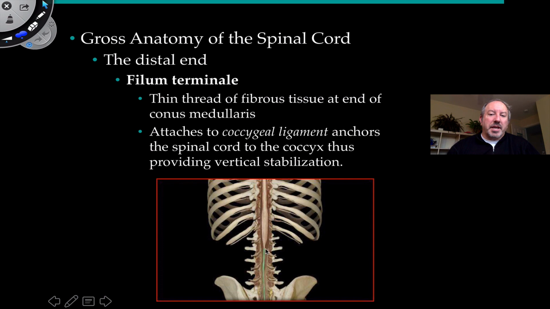There's a particular segment right in here. If you'll notice, it's a thin fibrous tissue, the end of the conus medullaris. It's known as the filum terminale right here, as you can see in green. It extends all the way down, and it anchors at the coccygeal ligament, and it anchors the spinal cord to the coccyx bone, which provides vertical stabilization of the spinal cord. We're going to see a little bit later in the video that there are ligaments that attach laterally that help the spinal cord stay in place.